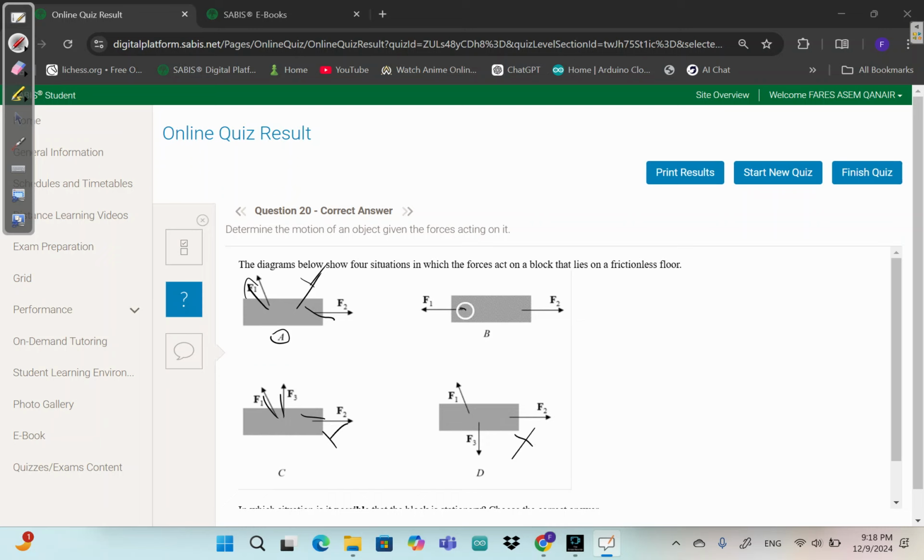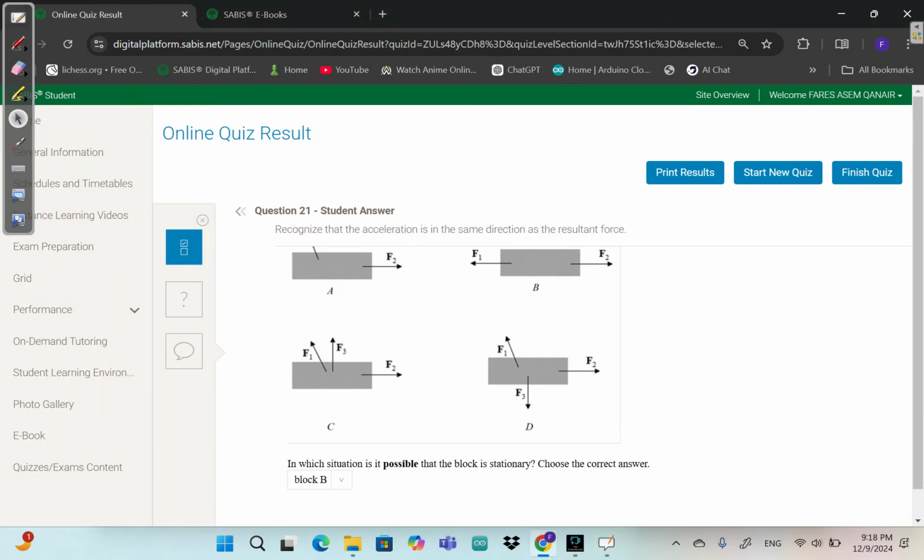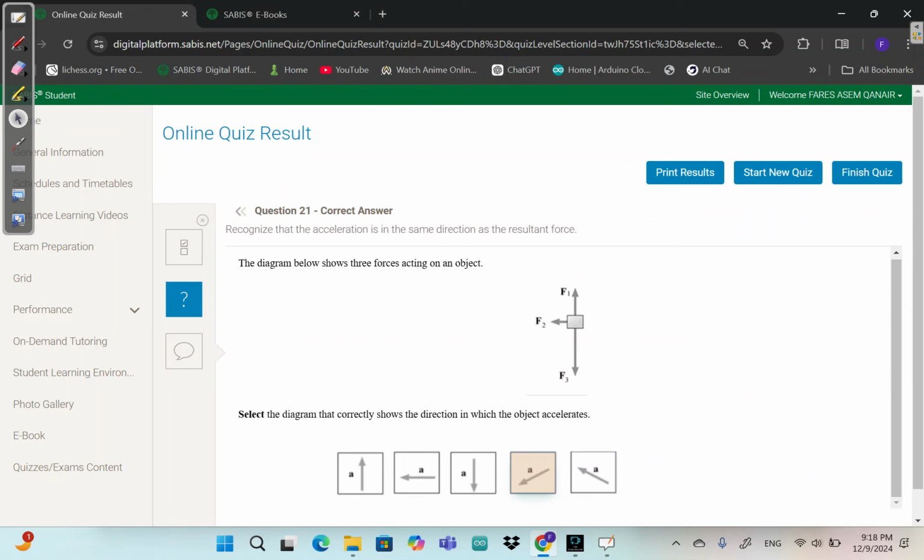In object B, they're opposites, so the block might be stationary if they're equal in magnitude, since they're going to cancel out and the net force is going to be 0, so it's going to stay at rest and be stationary. So our answer is block B. And that's it for this question. Now next question.